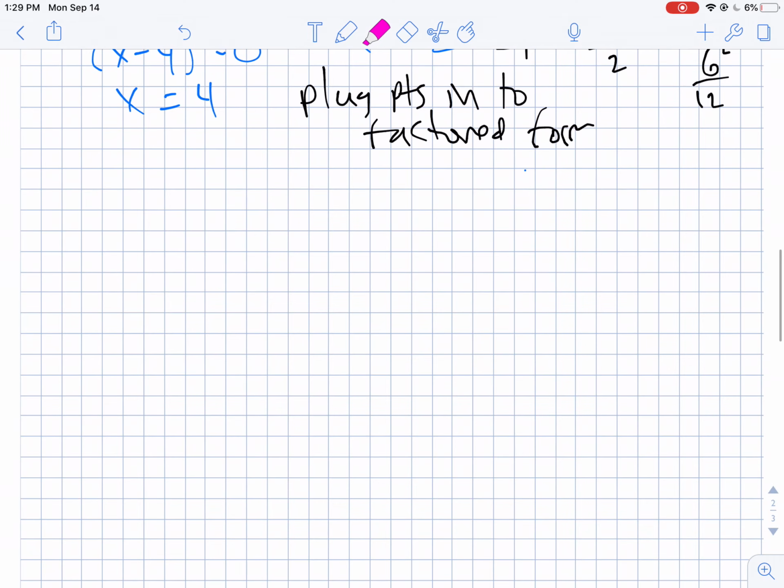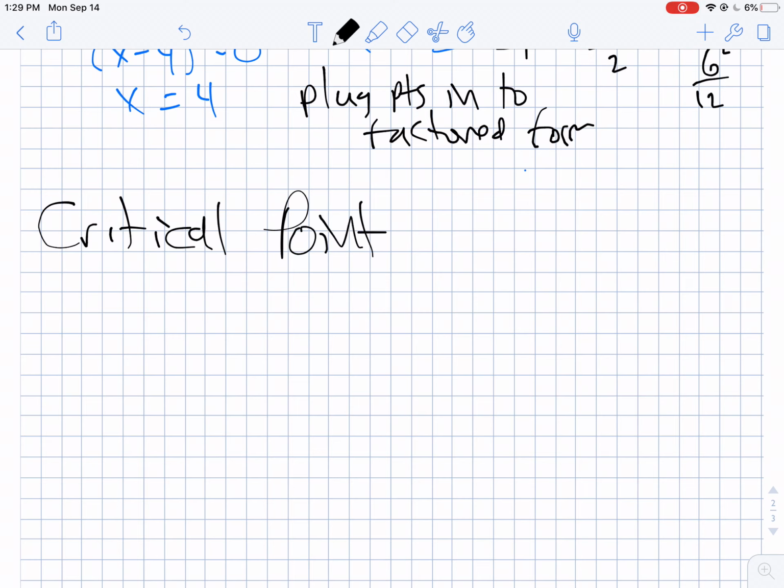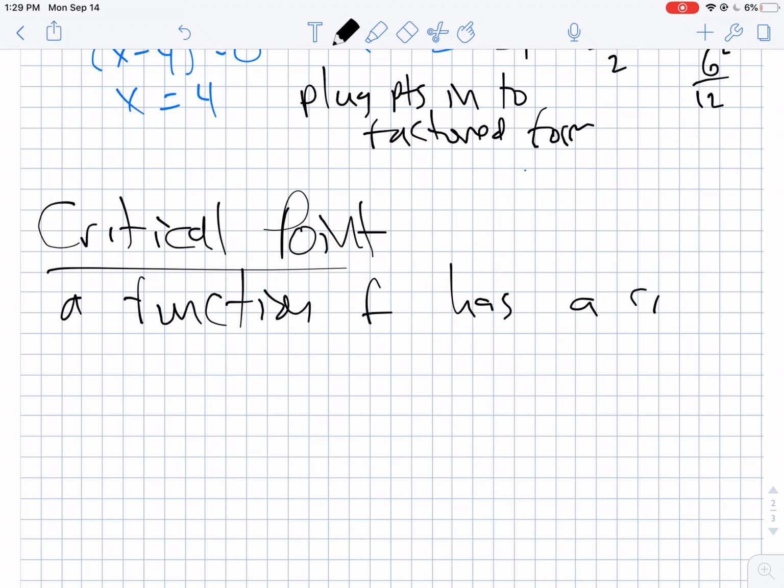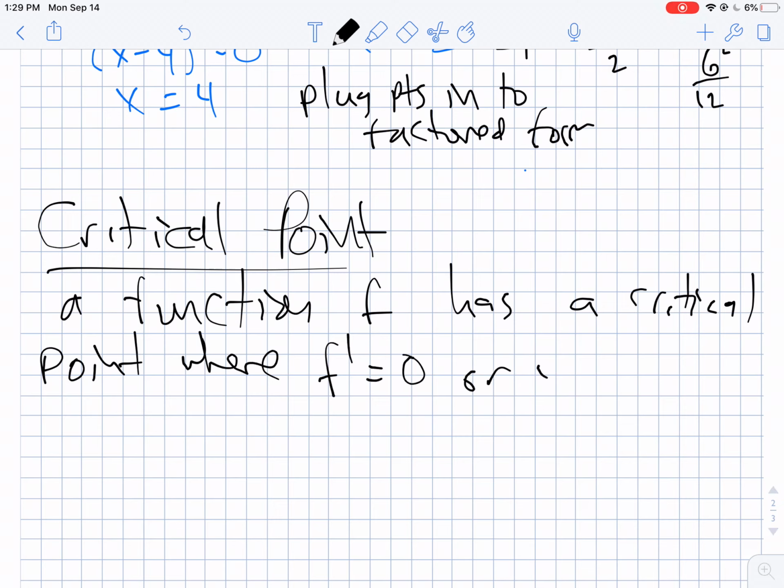Okay, the next thing I wanted to do was talk about something seemingly unrelated called a critical point. You're going to see some relationships here, but we're going to say this. So this actually has to do with a derivative. So a function f has a critical point where f prime is 0 or undefined. And you might be saying, gee, where something is 0 or undefined, that's where you split up a sign line graph, and that would be an interesting thing to say.